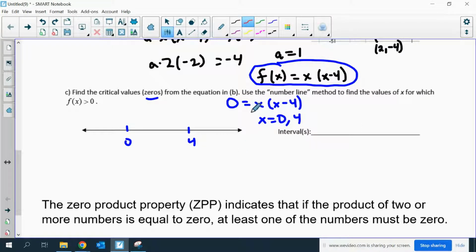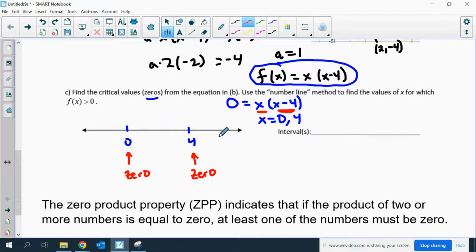So, in this case, either x is equal to 0 or x minus 4 equals 0, which gives us x equals 0 or 4. And something that helps us with all of these problems is that because the zero product property is true, if these are equal to 0 in the function, everywhere in between has to either be positive or negative, and it can't switch.